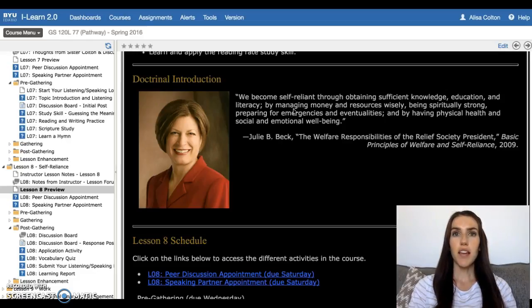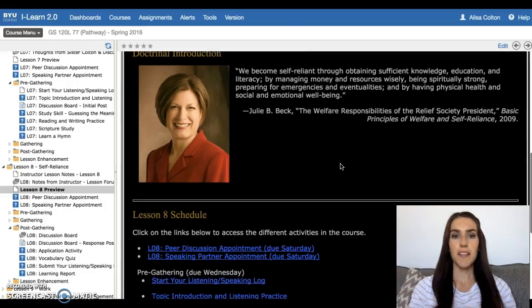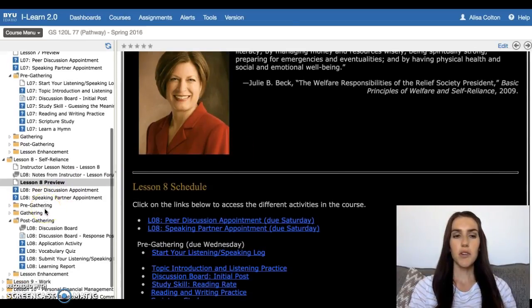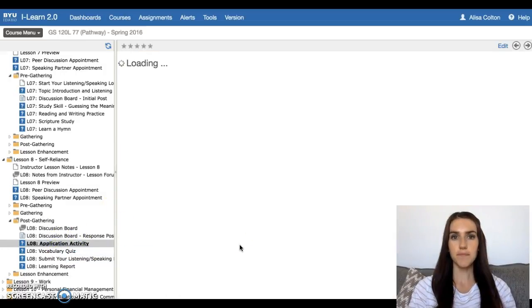And we'll look this week at the other types of self-reliance, like managing money and resources, being spiritually strong, preparing for emergencies and eventualities. So that's like having food storage, emergency preparedness, and having physical health and social and emotional well-being. I think sometimes we don't think of those things as being self-reliant, but there's many different categories of self-reliance. Too often we think of money and are self-reliant in providing for our means, but there's much more to it. And that's something that I love. We'll talk a little more about those different categories when you do the application activity.